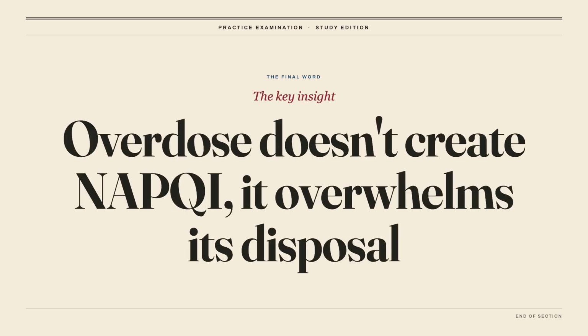NAPQI exists at every dose, even the one taken for a headache last week. Overdose isn't a new chemical process. It's the same process with production outrunning glutathione supply. And that single distinction makes the entire clinical picture predictable.